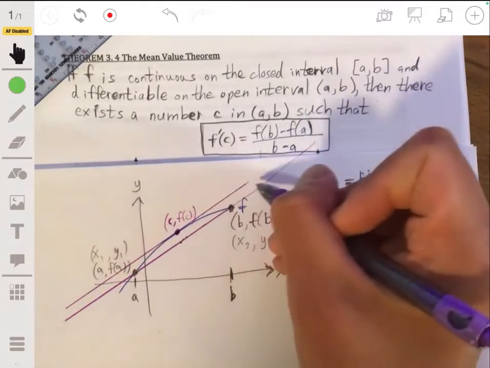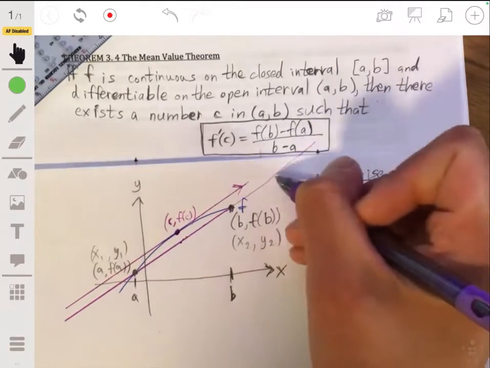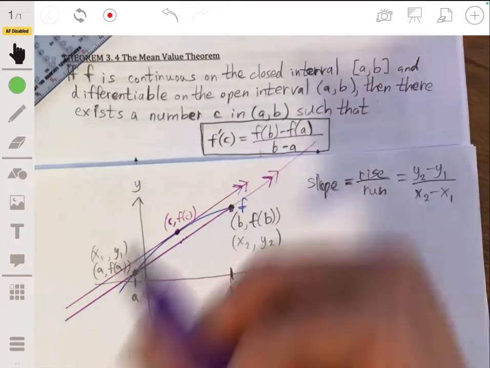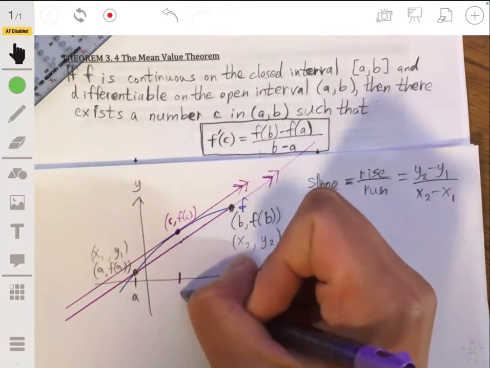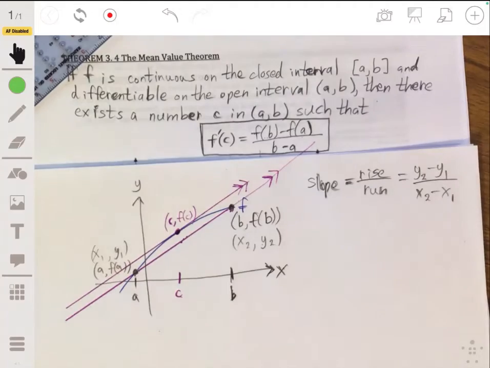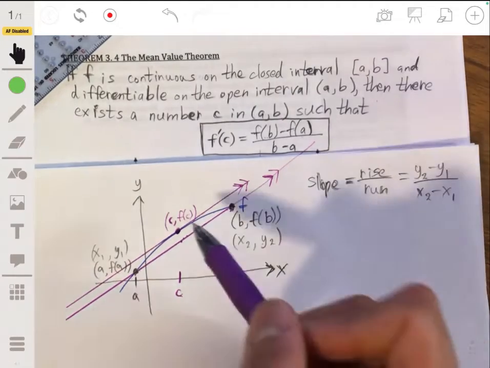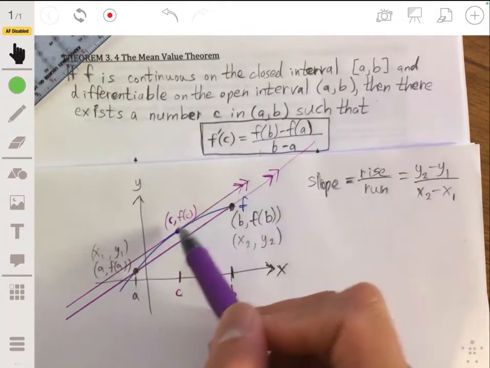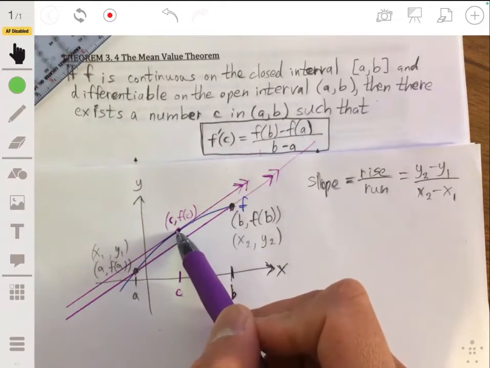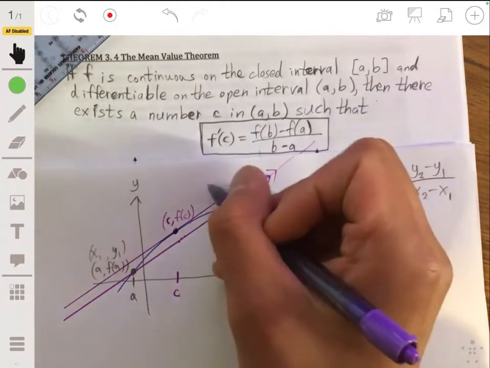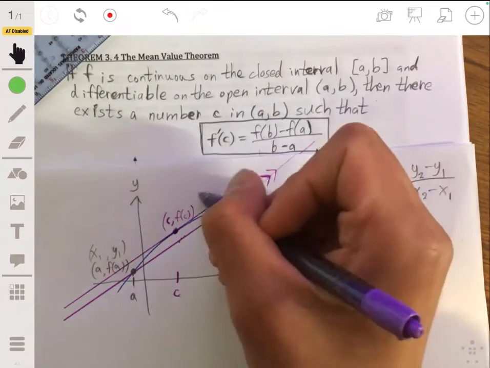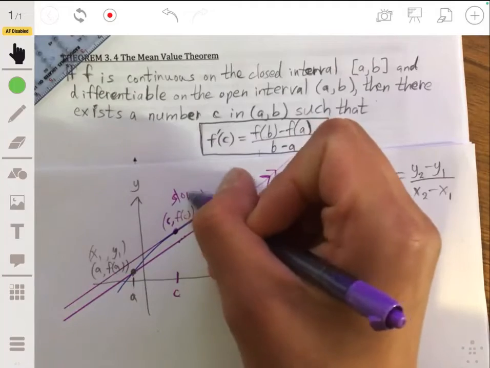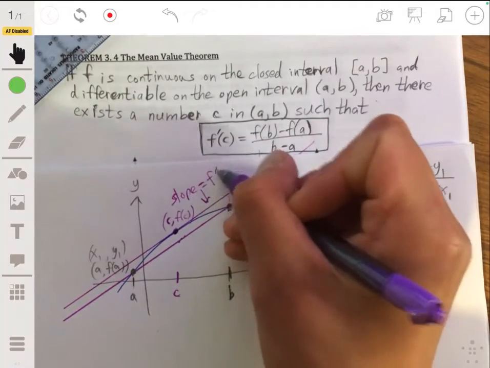And the slope of this purple line is parallel to this other purple line. They both have the same slope. And you see that c is between a and b. And the derivative, again, this is just the way you write it: the slope of the purple line is just the derivative of the function evaluated at c. Remember, this line right here has a slope equal to f'(c).